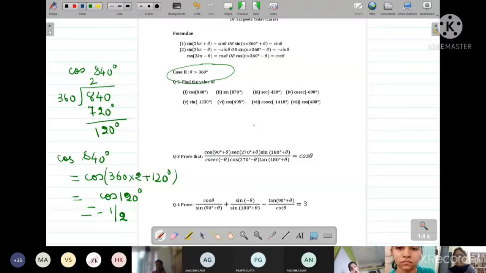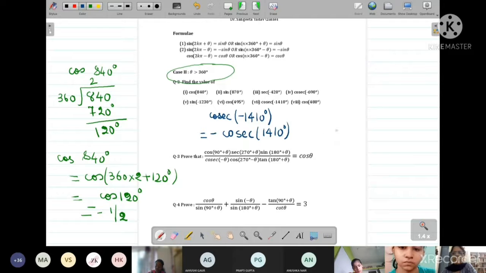Out of these eight, tell me which one should be correct. Just now we'll do cosec minus 1410 degrees. Take the cosec. Sixth, seventh one we are doing. Cosec minus 1410 degrees. First, what is cosec of minus theta? It will be similar to sine. Because cosec is 1 upon sine, it will be minus cosec.